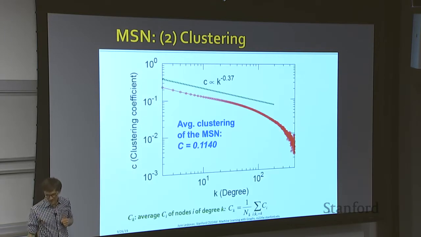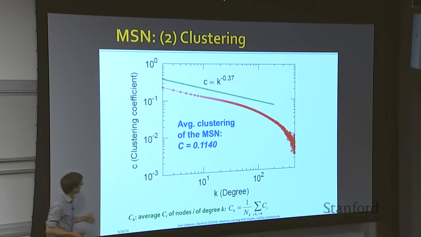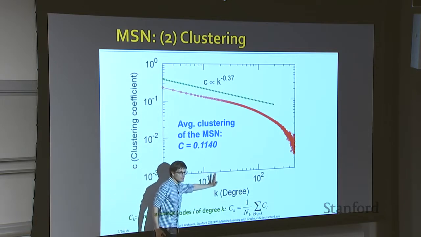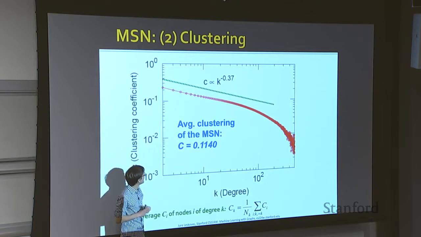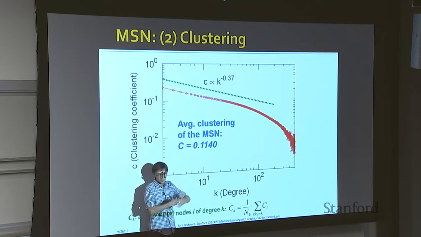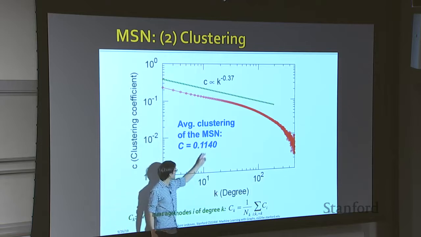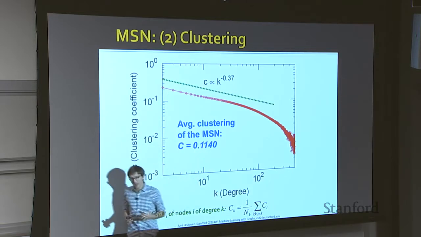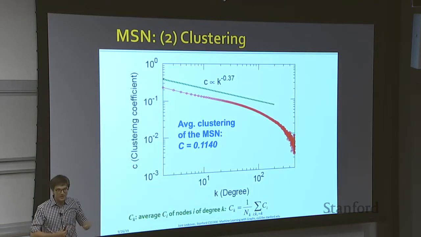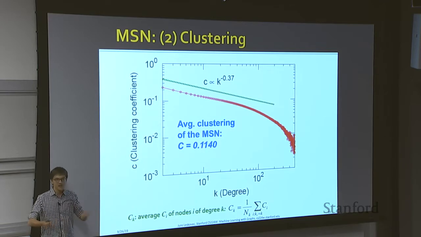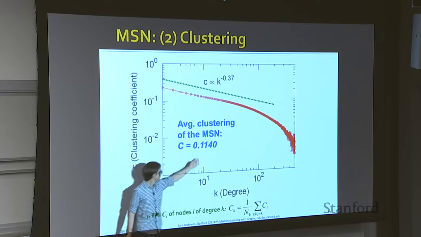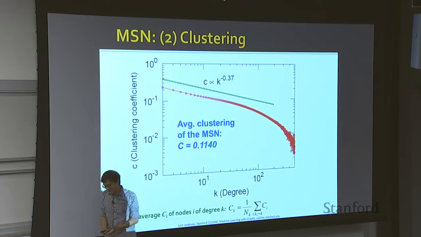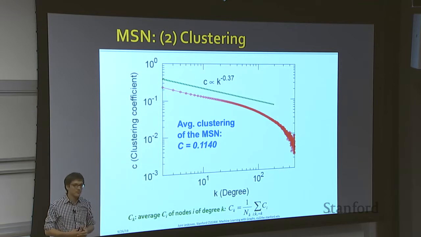So in terms of clustering coefficient, here I'm plotting it for every degree: what is the average clustering for the nodes of that degree? But if you compute the average clustering over the entire graph, the clustering is 0.11. So about 10% of one's friends know each other, or are connected to each other. Right now, it's not clear whether this is big, small, impressive, or not impressive. It's just a number, 0.11.